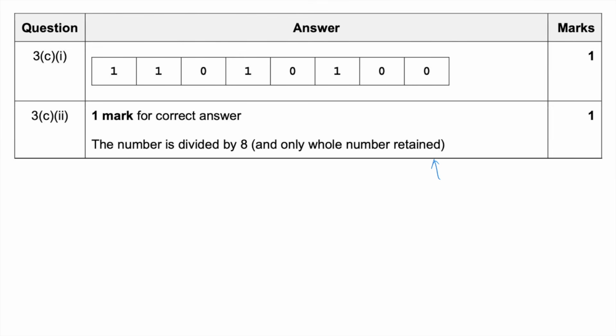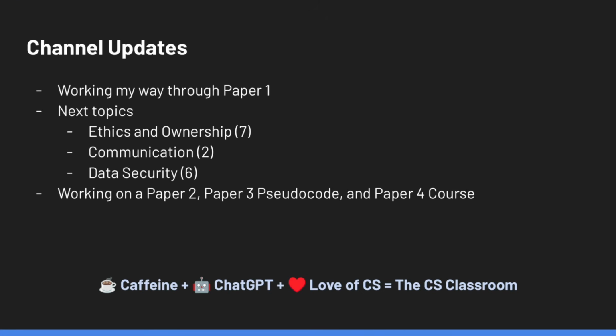Anyways, this brings us to the end of our video. Now to close out this video, I would like to share some channel updates specifically pertaining to my series for the A-level exam. At the moment, I'm working my way through paper 1, and that means that the next topics I cover are going to be ethics and ownership, communication, and data security. In my opinion, these are some of the low-hanging fruit of the paper 1 curriculum, and this is probably what I'll be able to cover before the A-level exam, but we'll see.